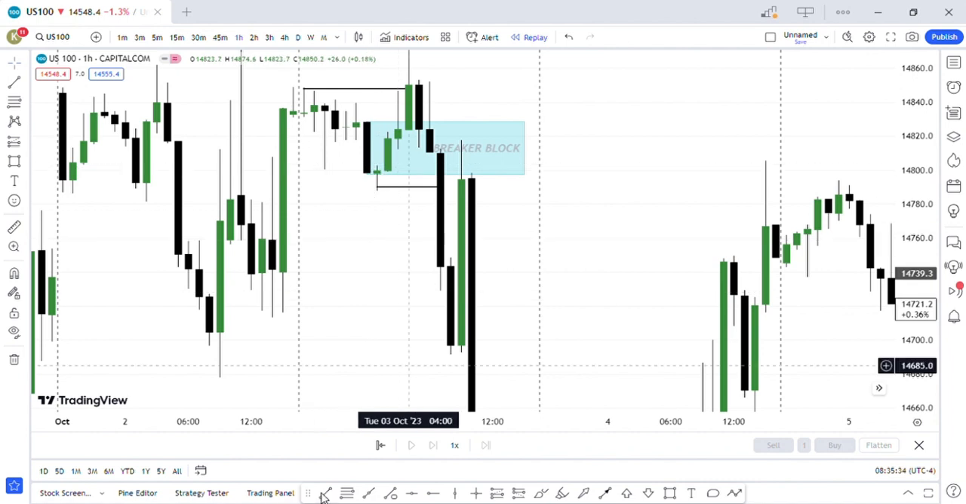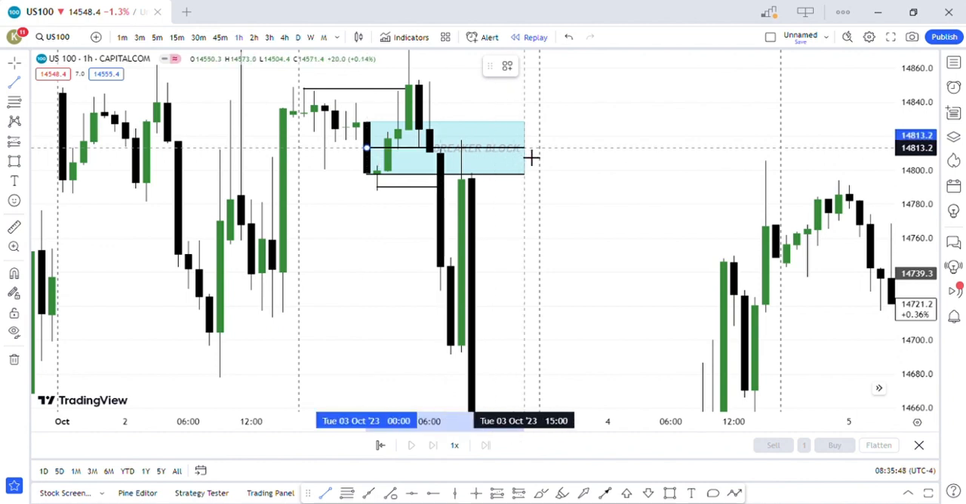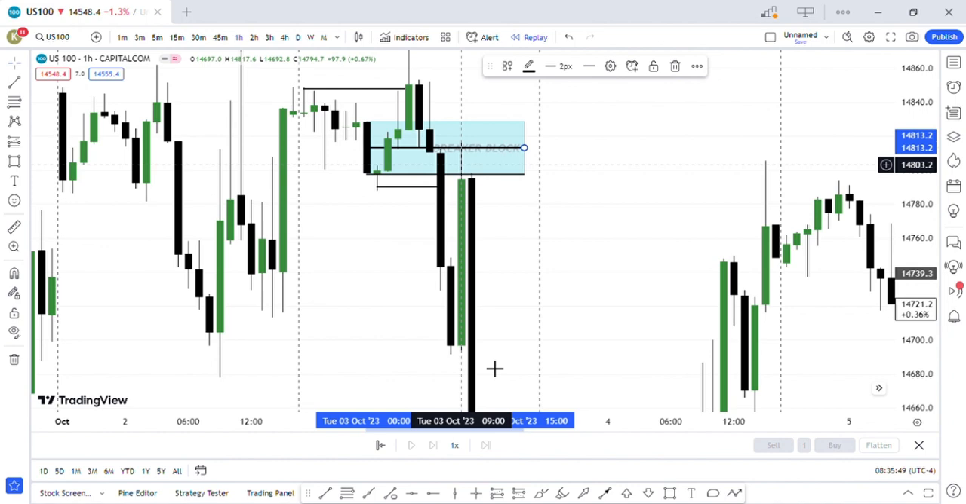So what I'm going to use is either the open or the 50% of the breaker block, which both of them were hit, right? Then the market displaces to the downside.